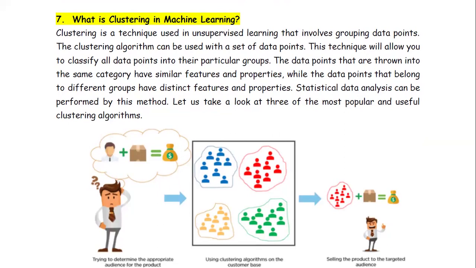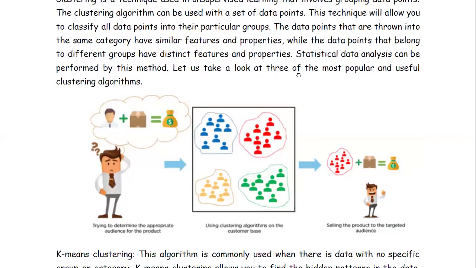Well, let's come to the next question. What is clustering in machine learning? Clustering is a technique that we use in unsupervised learning. I told you, unsupervised learning is for unlabeled data. What will this clustering algorithm do? It will classify the data points into some groups. Data points that are thrown into the same category have similar features and properties, while data points that belong to different groups have distinct features and properties.